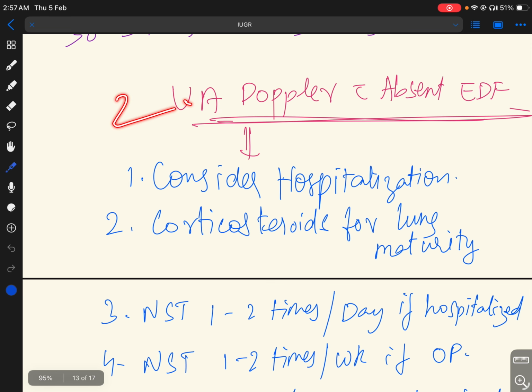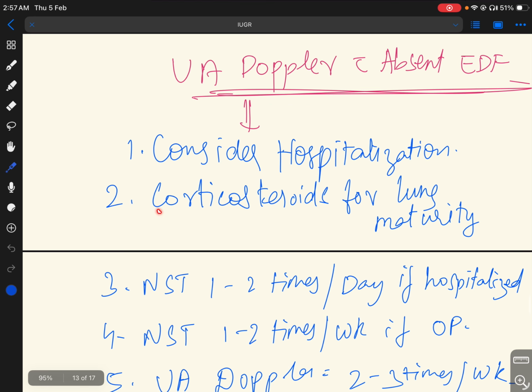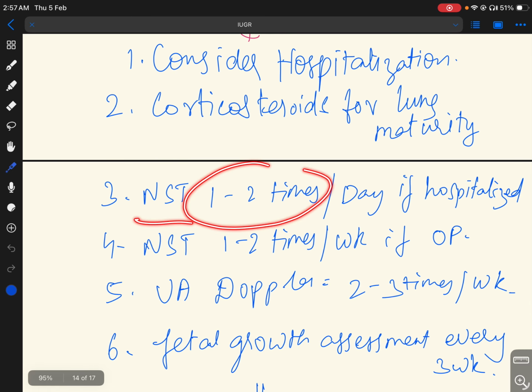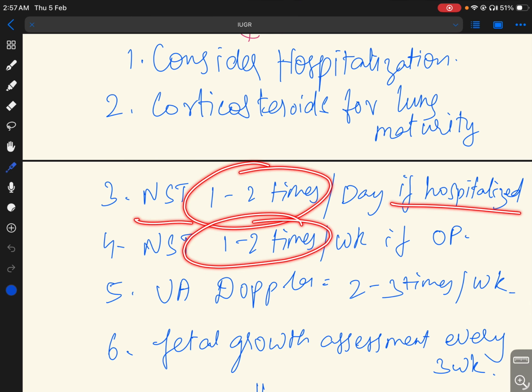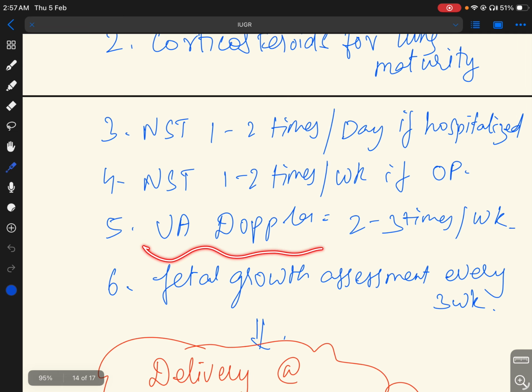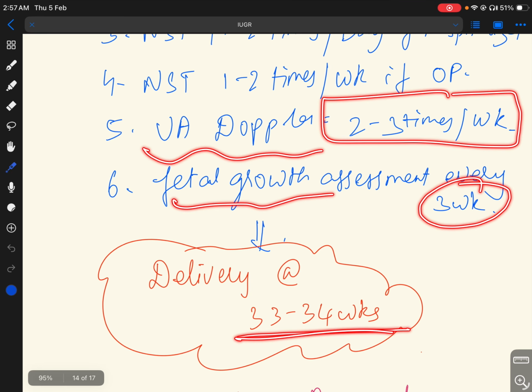Moving on to the second scenario, umbilical artery Doppler with absent end diastolic flow, you have to consider hospitalization and corticosteroids for lung maturity. NST 1 to 2 times a day if hospitalized, 1 to 2 times a week if on an outpatient basis. Umbilical artery Doppler is done 2 to 3 times a week. Fetal growth assessment every 3 weeks. You have to deliver at 33 to 34 weeks.